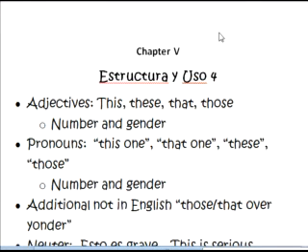Hola, soy yo, Phil Jones, nuevamente con un repaso del capítulo 5, estructura y uso 4, talking about or reviewing demonstrative adjectives and demonstrative pronouns.